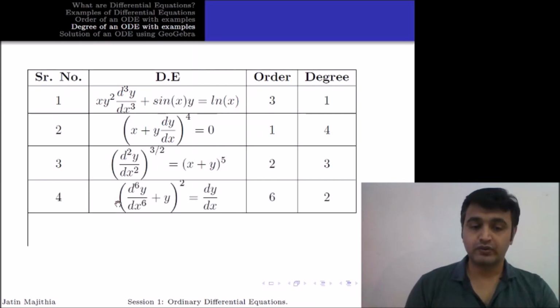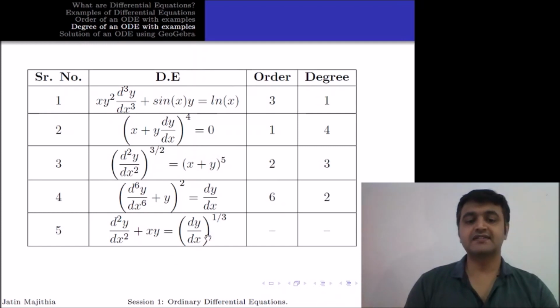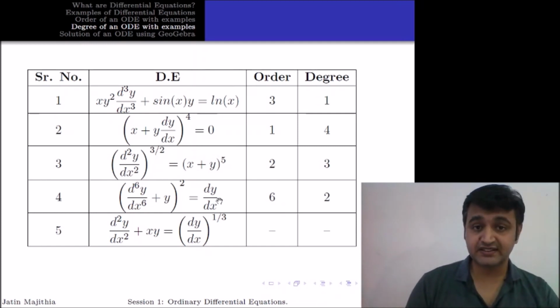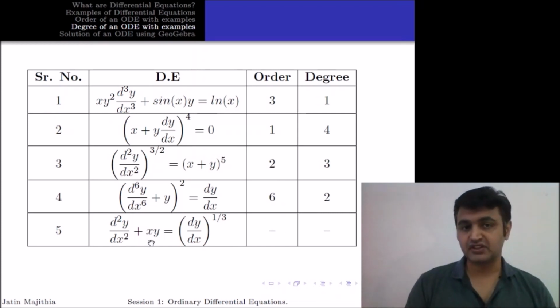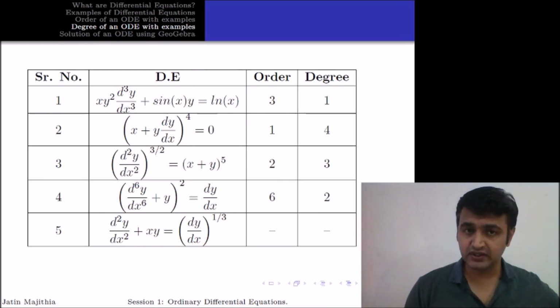If you go for the fourth one, here also if I expand this, the highest order is 6, and I will look at the power of this, which is nothing but 2, and not the power of dy by dx. So here the degree is 2. And this is the same as the last example. In the comment section, please mention the order and degree of the fifth differential equation. Okay, so I hope the concept of order and degree is now clear.